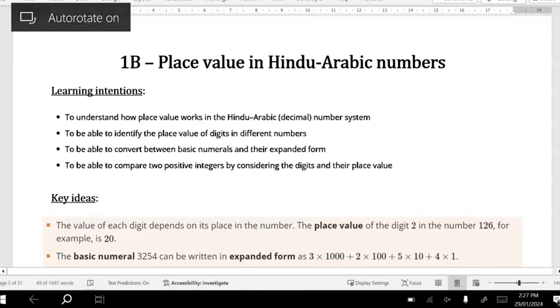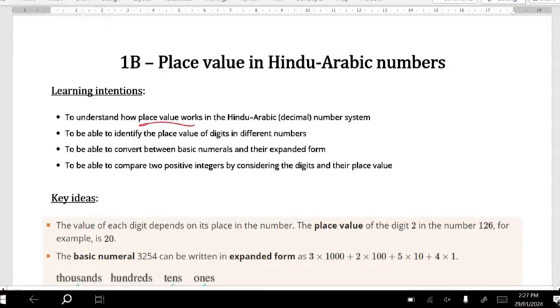So we're going to look at the place value in our number system. Hindu Arabic numbers just means not Roman numerals, the numbers that we use all the time every day. As I'm writing things in my notes, you can underline things that I underline, but you definitely want to write out the examples that I write out.